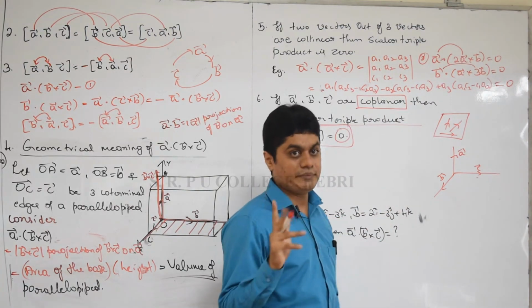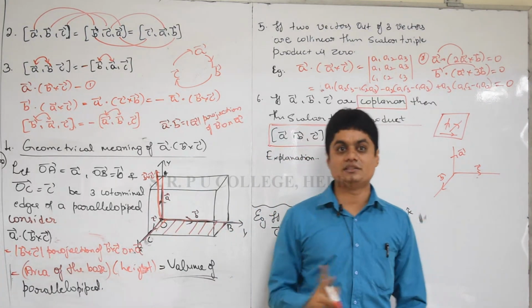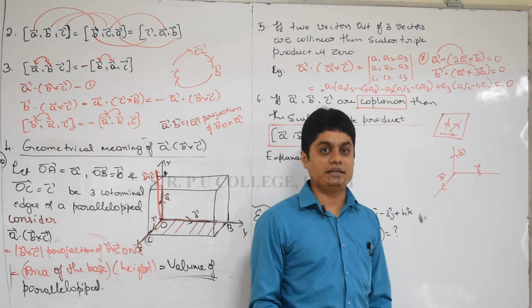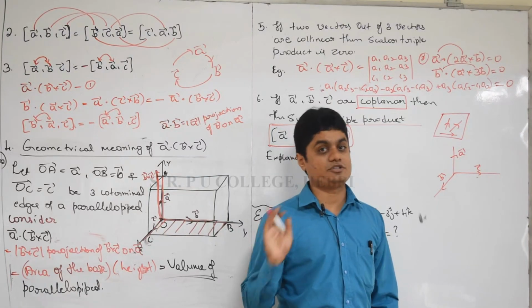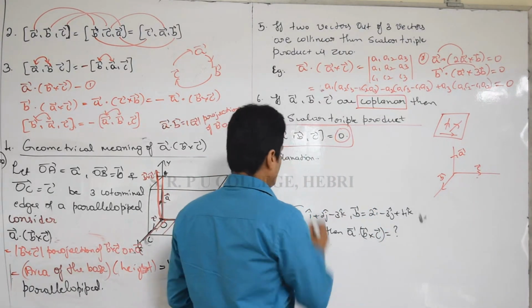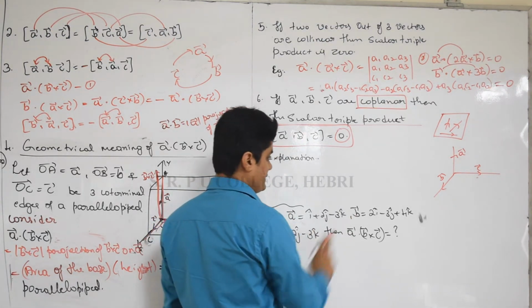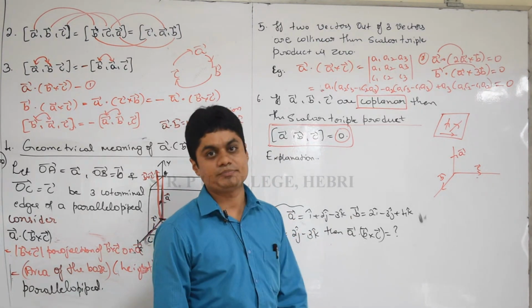Did you understand? So remember, the scalar triple product will be 0 in two cases: when two out of three vectors are collinear, and when all three vectors are coplanar. These are two very, very important pieces of information, please remember that. So I hope you understood the explanation. I took one example, where vectors A, B and C are given. You need to find out the scalar triple product.